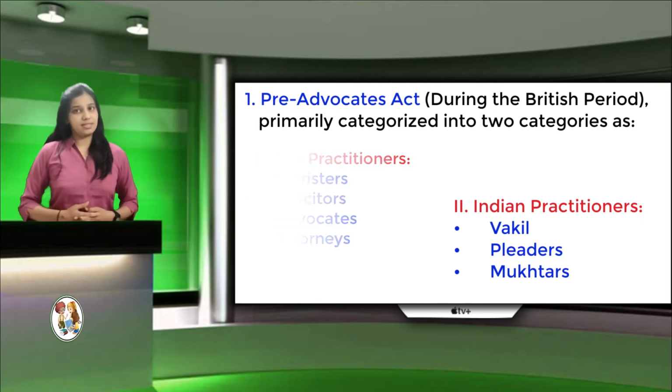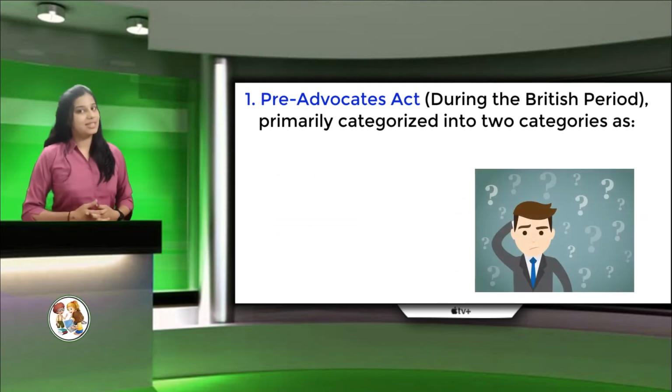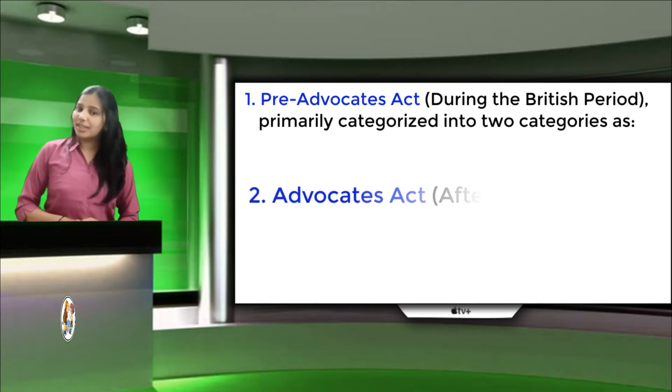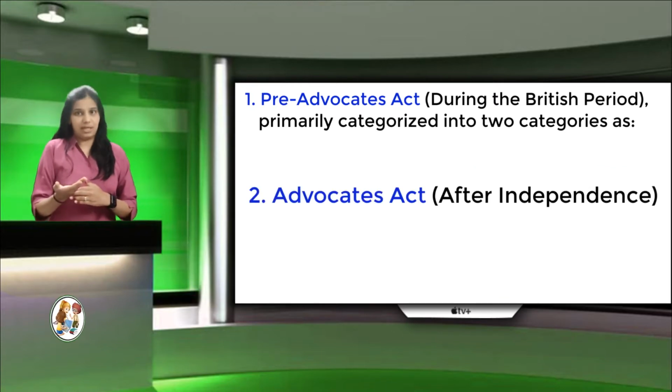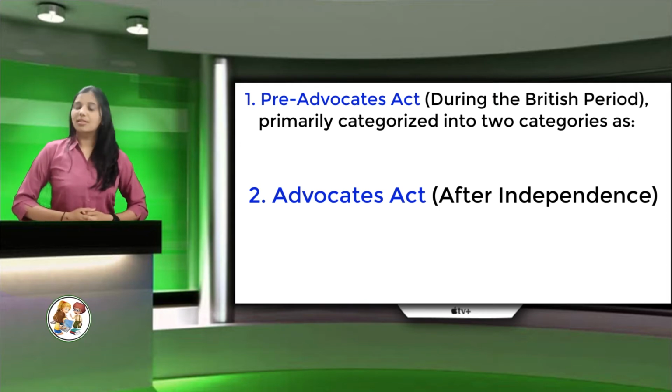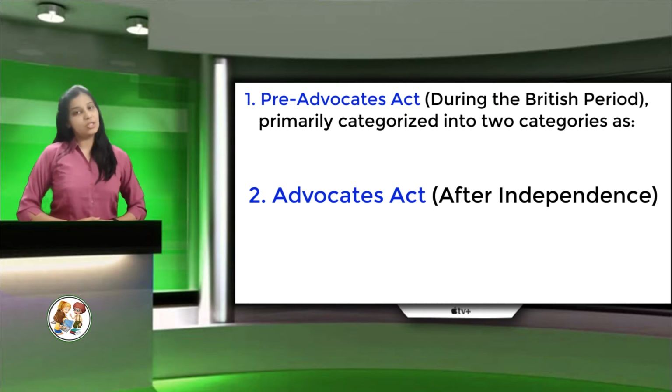Now the second phase is, can anyone tell me what would be the second phase? Advocates Act, correct. That is the Advocates Act, or after independence, that is after the British rule. So it comes as only the advocates. So let's discuss each of them in detail.